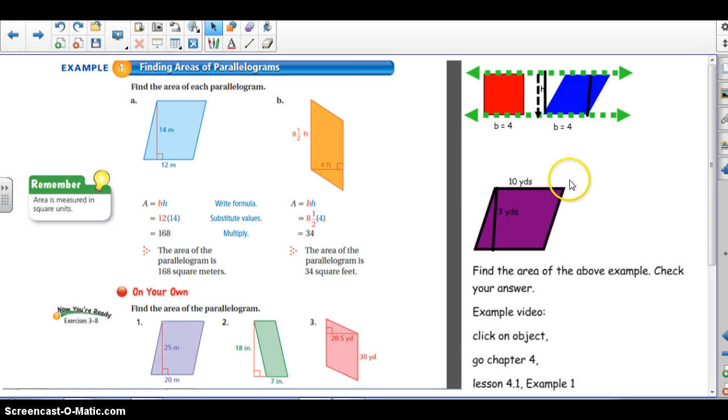All right, what I need you to do now is this example right here. Once you get to the video, follow this, and you can click on the object. Follow it. It will show you a video to check your answer. Make sure you fill in the formula and write the formula. And then you can go to the on your own, and I'll give you the answers when you come back. So you'll pause this video, go into this, and then come back for the answers.